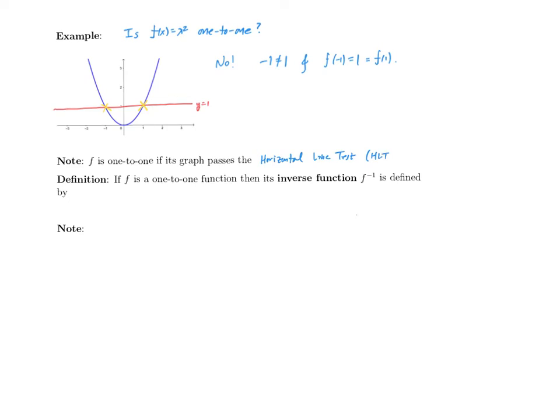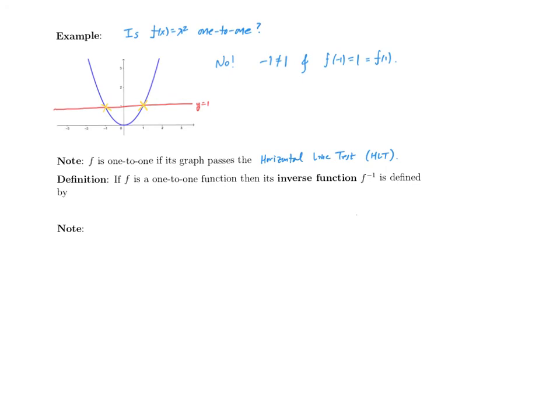And just to make sure we're all on the same page, by the horizontal line test, what we mean is that no horizontal line will intersect the graph more than once. And I will almost always abbreviate when possible. In this case, I will use HLT for the horizontal line test.